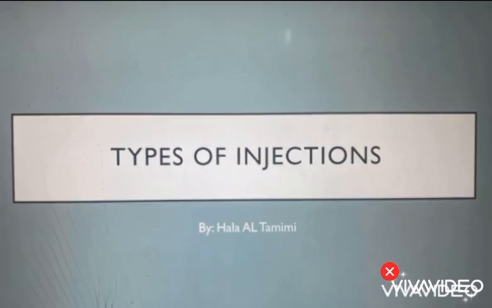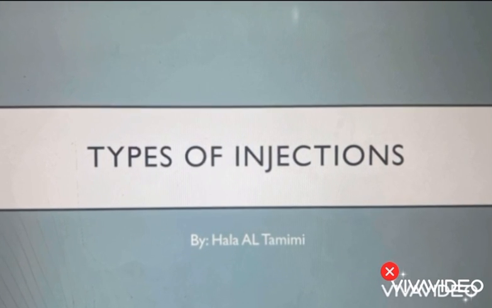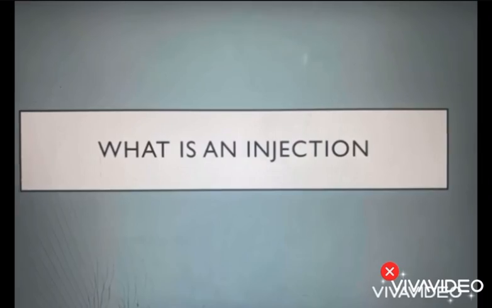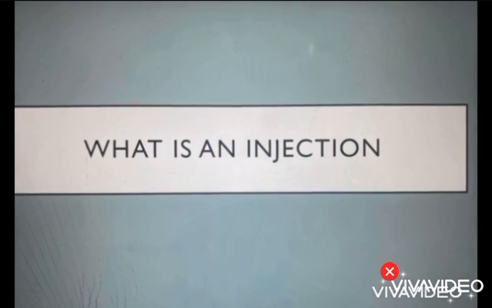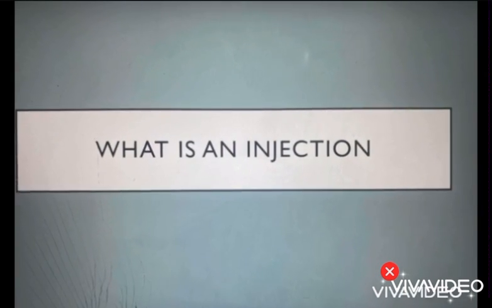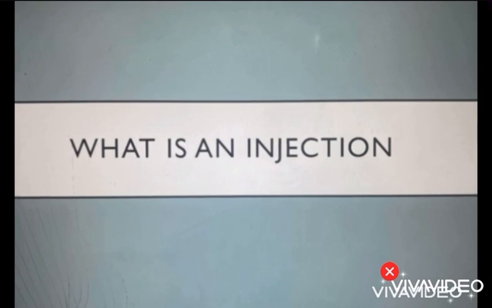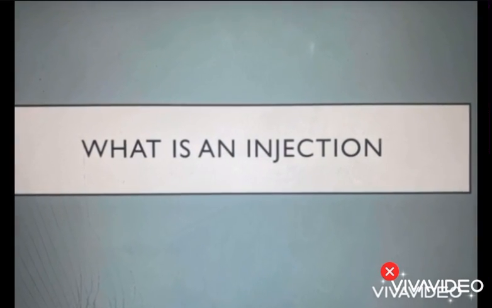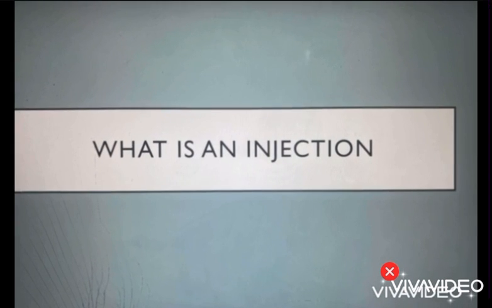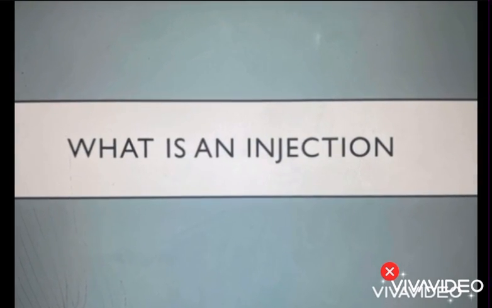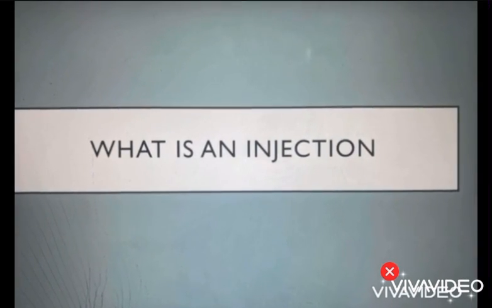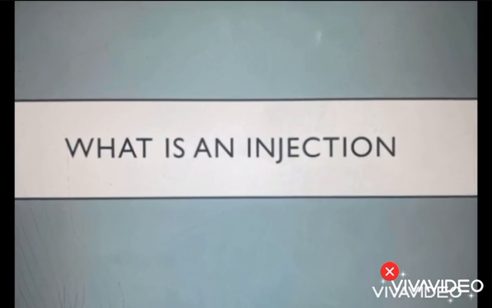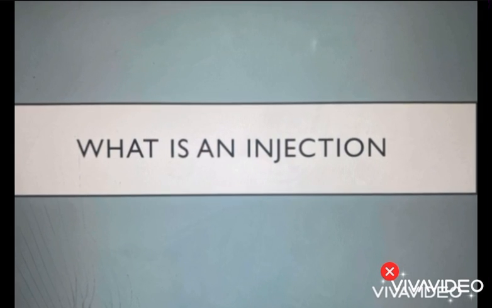Now, what are injections? What is an injection? An injection is the act of administering a liquid, especially a drug, into a person's body using a needle and a syringe. An injection can be considered a form of parenteral drug administration, and it does not involve absorption in the digestive tract. There are 4 types of it. The different types are intramuscular, intradermal, intravenous, and subcutaneous injections.